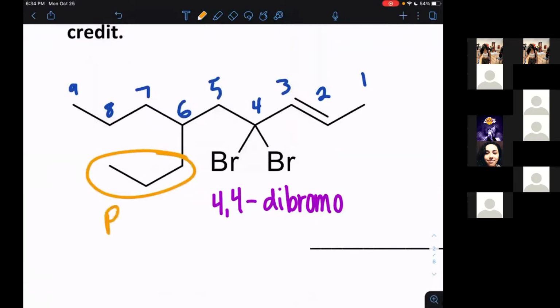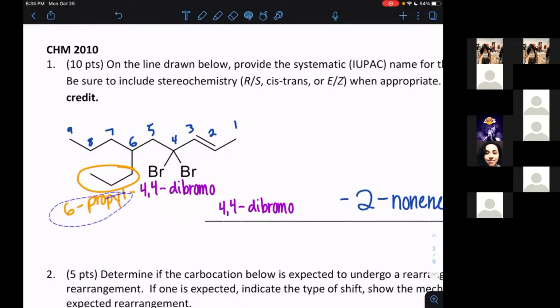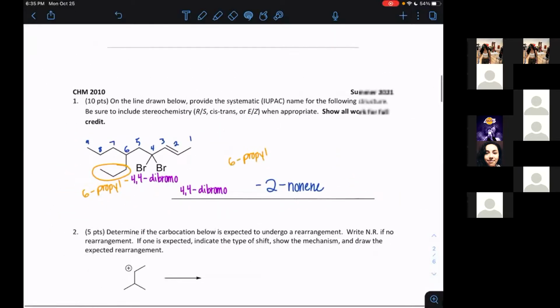Okay, so then you'd put this in alphabetical order. So this one here.